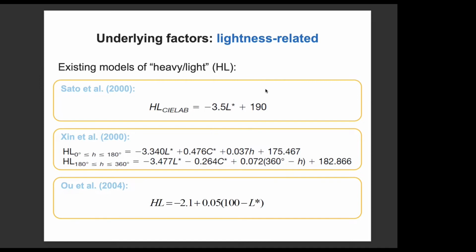So if you see the equation at the bottom that was developed by myself in the year 2004, it also has only one parameter, the lightness. But if you see Shin and his co-workers' equations, it's a lot more complicated because they think that lightness is not the only factor that can affect heavy and light feelings. So they also included chroma and hue angle.